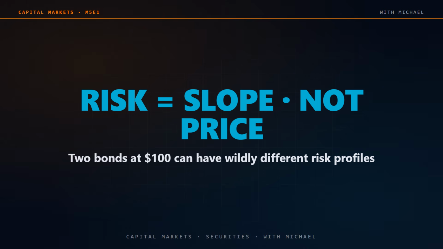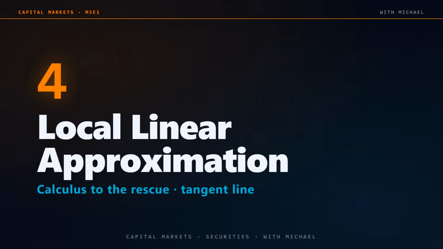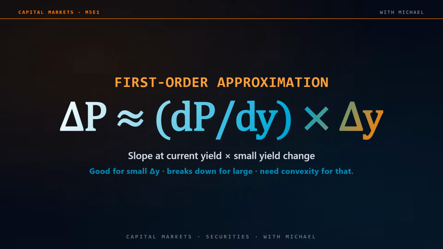Section 4. The local linear approximation. Calculus gives us a clean way to think about slope. For any smooth curve, we can approximate the curve near a point by its tangent line. The tangent line at a point is determined by the function's slope at that point. The approximation is good for small movements along the curve. For a bond, this means we can approximate the actual price-yield curve near the current yield by its tangent line. The slope of that tangent line is the bond's derivative with respect to yield, dP over dy. This derivative, with a normalization that we will see in the next 2 episodes, becomes duration.